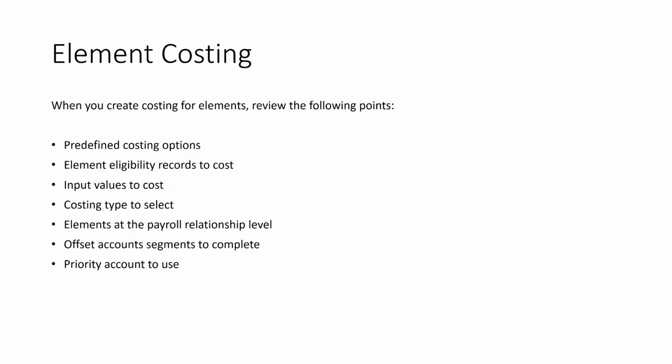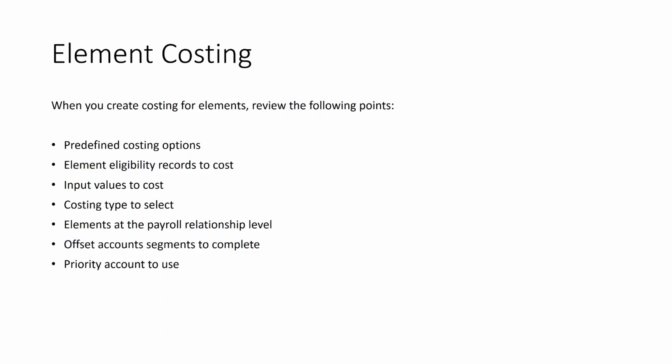Now, there could be elements at the payroll relationship level. Most of the time, the payment elements are not at payroll relationship level. It's at the assignment level. The elements like pension and taxes are created at the payroll relationship level because that doesn't change from employee to employee. That is kind of fixed. So the entire company's pension goes into one account. So those kind of elements are defined at the payroll relationship level, and their cost also comes from that level.